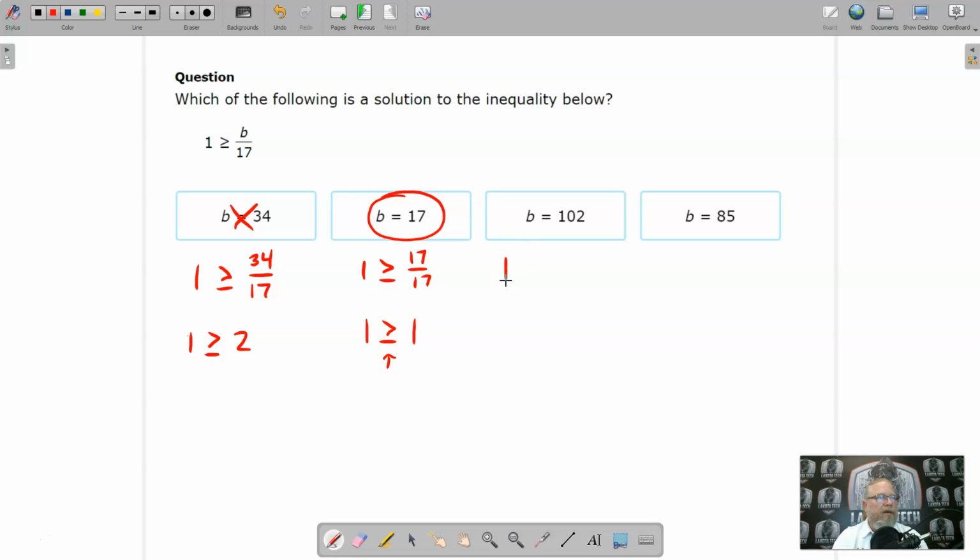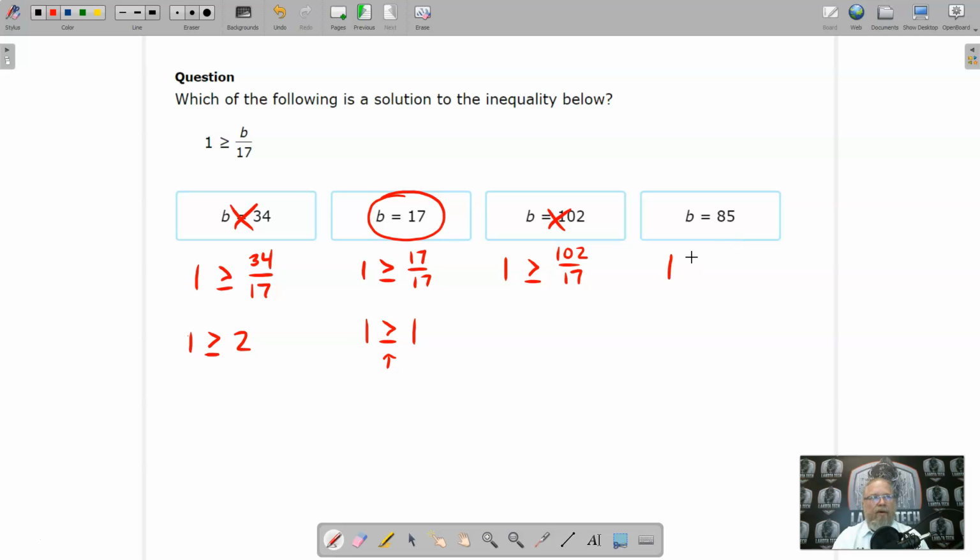On the next one, we have 1 is greater than or equal to 102 over 17. Well, at this point, I should know that it's not. If 1's greater than this, that means that whatever's on the right here has to be less than 1, correct? So whatever we get for 102 divided by 17, it's going to be greater than 1, creating a false statement. So this would be incorrect.